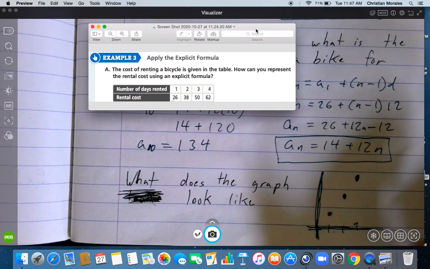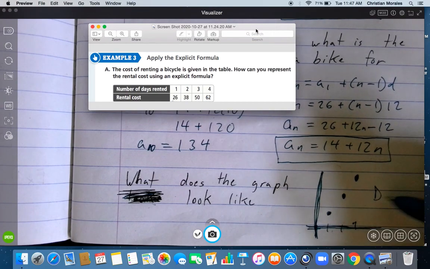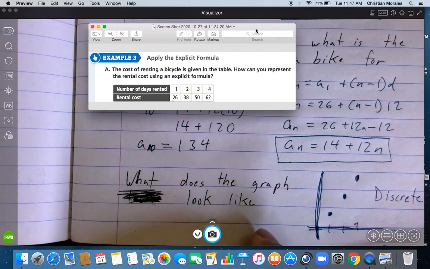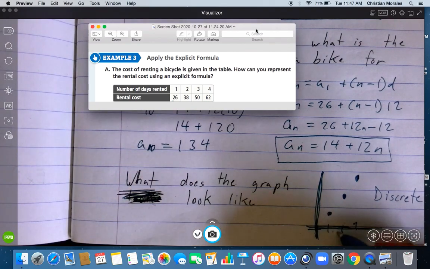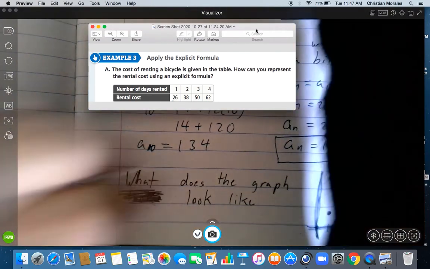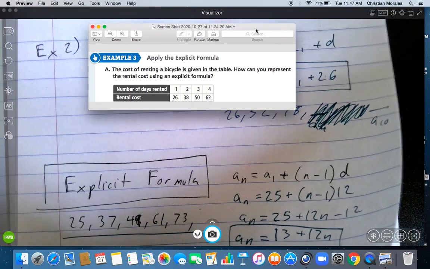Now we don't draw a line. We leave this discrete. We don't connect the dots because you cannot rent the bike for 1.5 days. You can't do that. You can rent it for 1 or 2 days, but not for 1.5. So you don't connect the lines. You just leave it as points. Okay? All right. The last couple things.